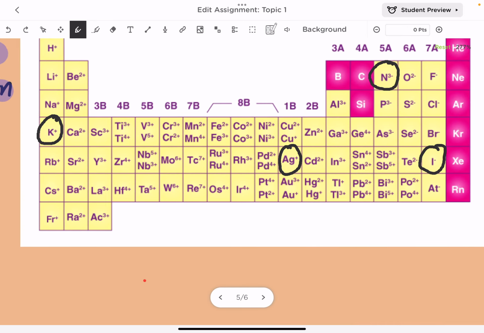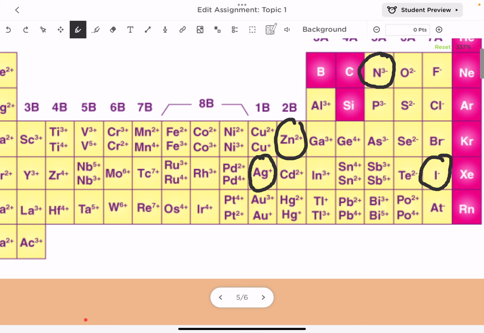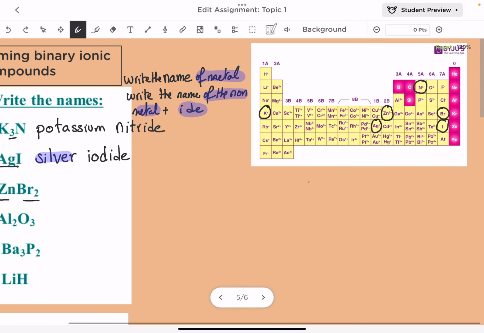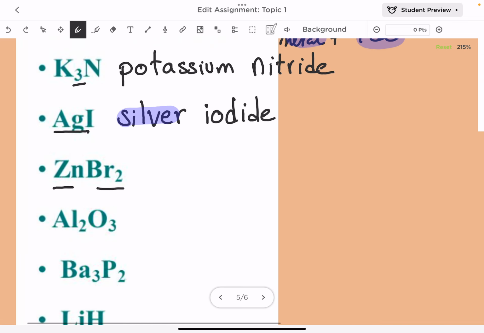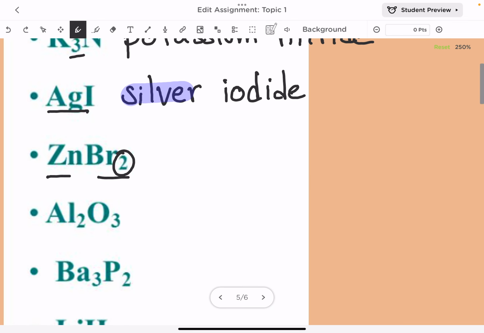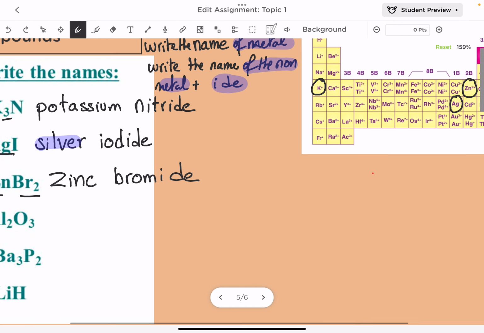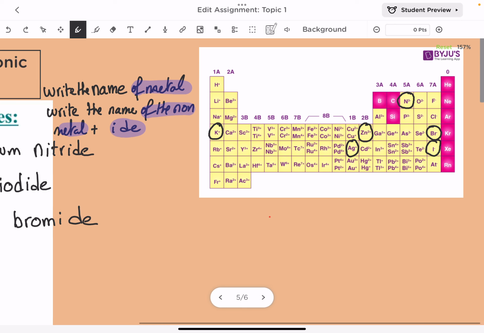ZnBr2. Zinc has only one fixed positive charge, +2 charge, and Br is Br minus, belonging to group 17. So all I'm gonna do, ignore the number over here and just say zinc, and instead of saying bromine, I'm gonna say IDE, bromide. 3 more examples.